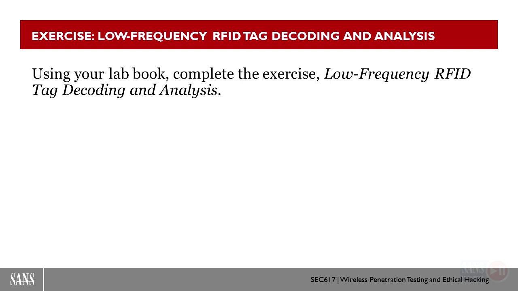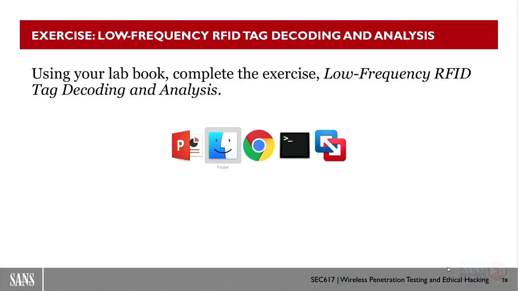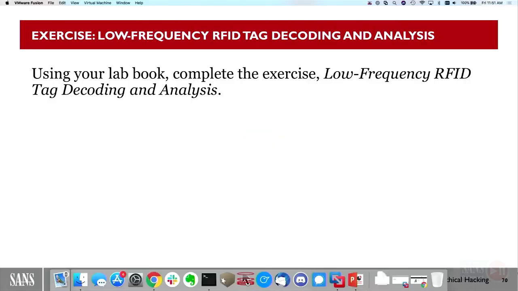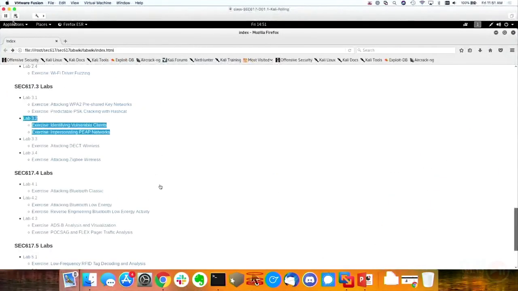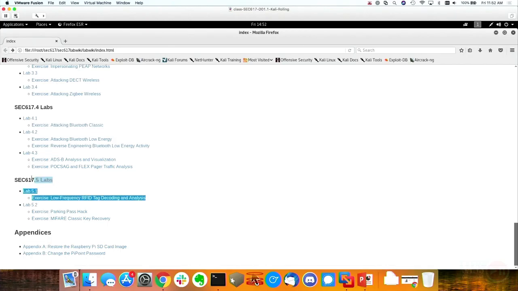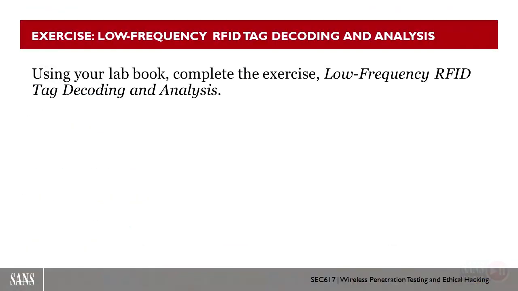All right. You should be able to get through the low frequency RFID decoding lab. Let's pull up which one that one is. It should be 4.1. Yep. Oh no, not 4.1, 5.1. It's day 5. We're almost to the end. So 5.1, take some time to work on it now.